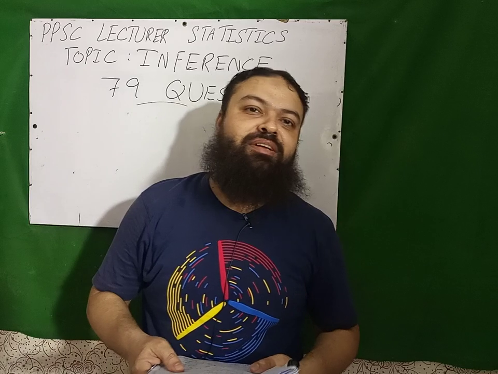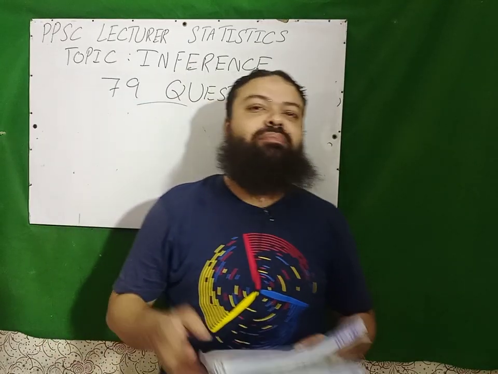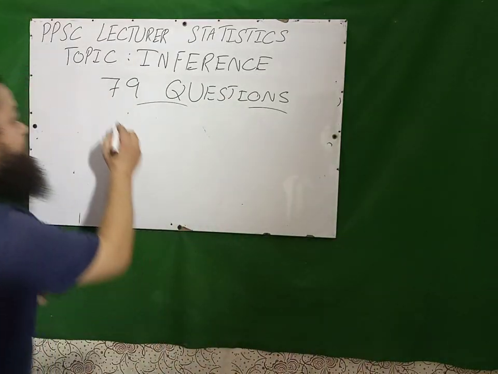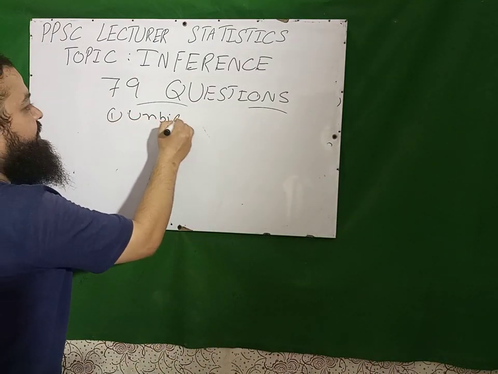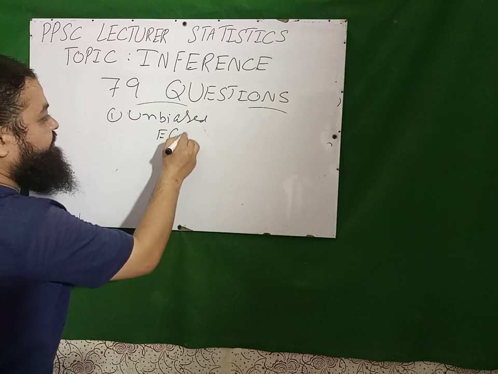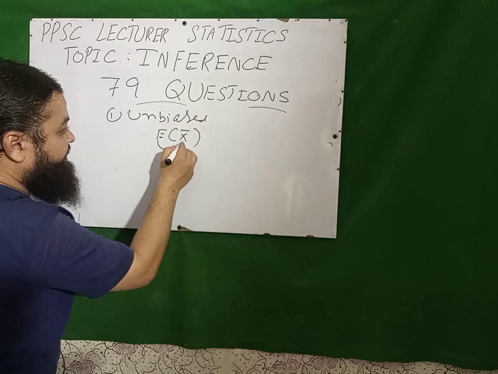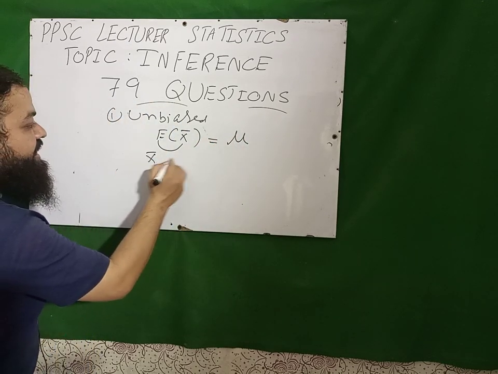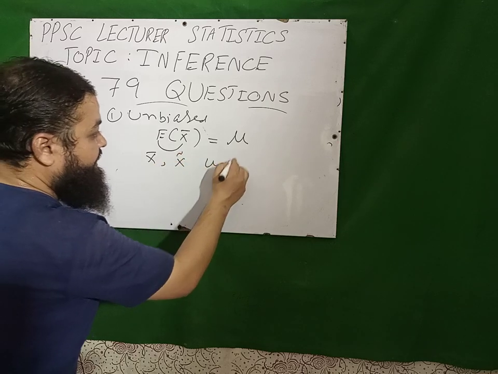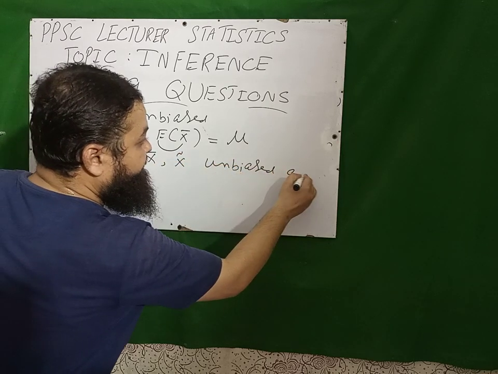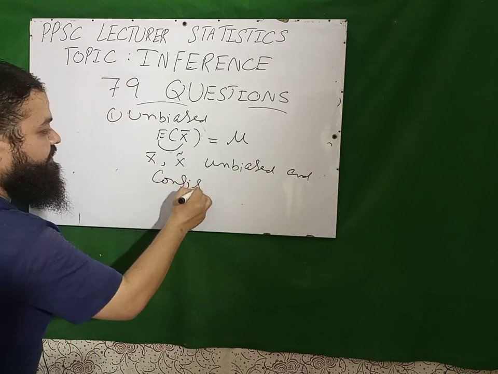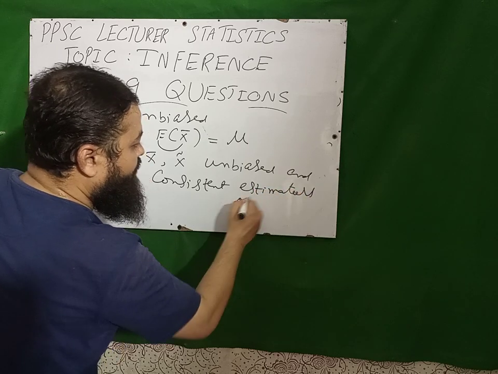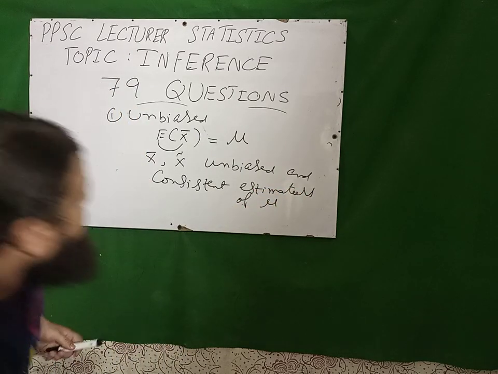Criteria for a good point estimator. As we know, the properties of a good point estimator are unbiasedness, consistency, efficiency, and sufficiency. Unbiasedness: whenever the expectation of x bar, the expectation of the sample statistic, is equal to the population parameter, we have an unbiased estimator. X bar and median are unbiased and consistent estimators of mu.